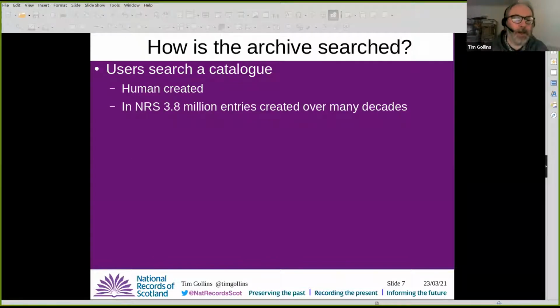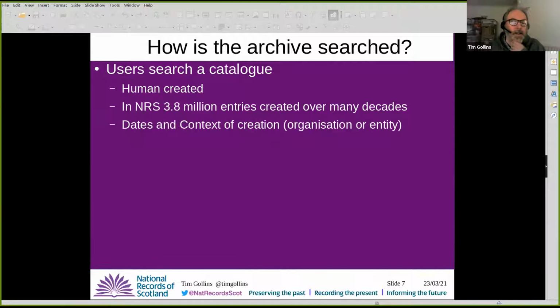Having said that, in the National Records of Scotland, there's about 3.8 million entries in our catalogue, and they've been created over many decades. And that in itself is an interesting source of skewing and bias. For people who aren't familiar with archival catalogues, this will sound strange. Archival catalogues tend not to describe the subject matter of the document, of the object. They tend to describe the context of its creation.